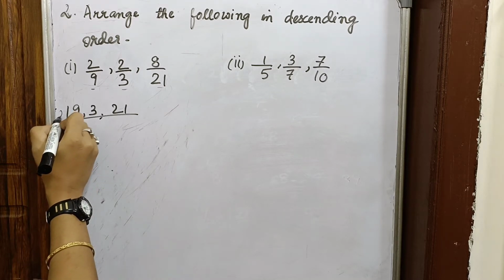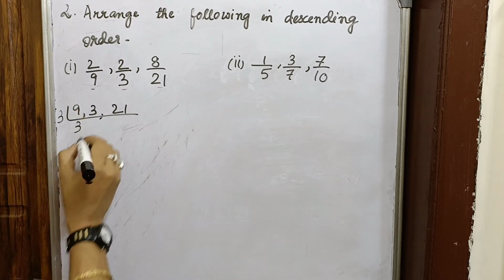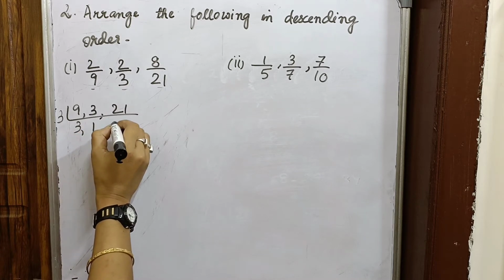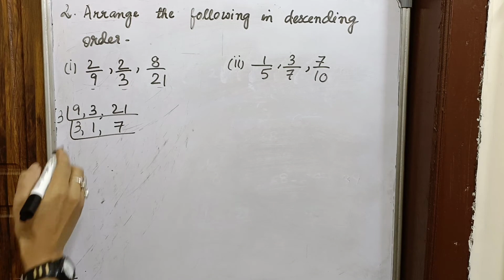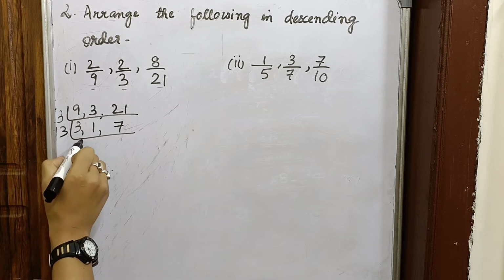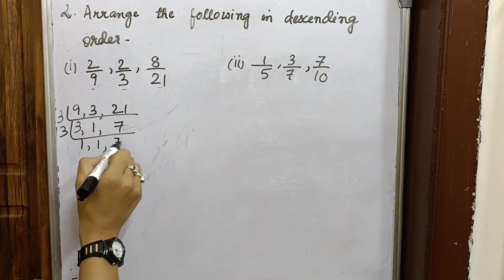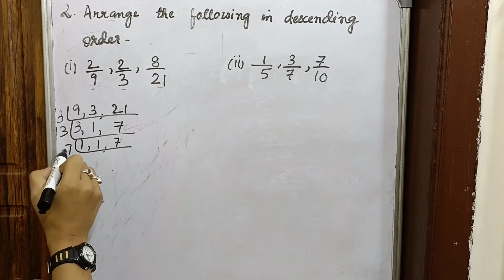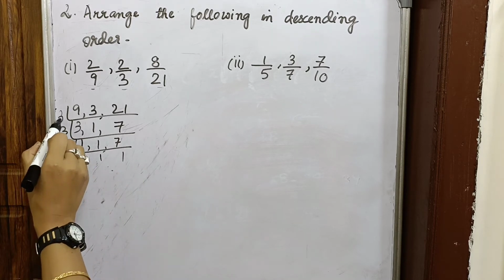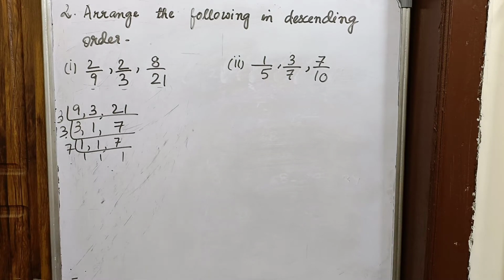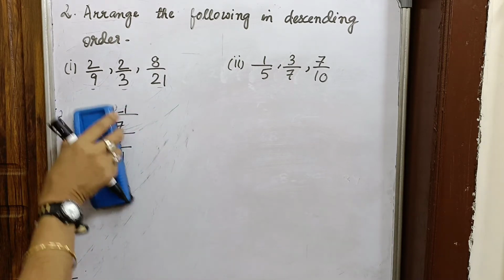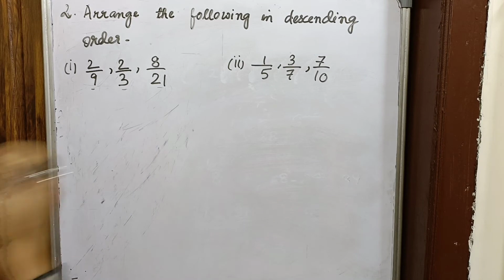So we'll start with 3. 3 3s are 9, 3 1 is 3, 3 7s are 21. So here 3, 1, 1, 7, 7, 1. 3 3s are 9, 9 7s are 63. So the LCM we got is 63.